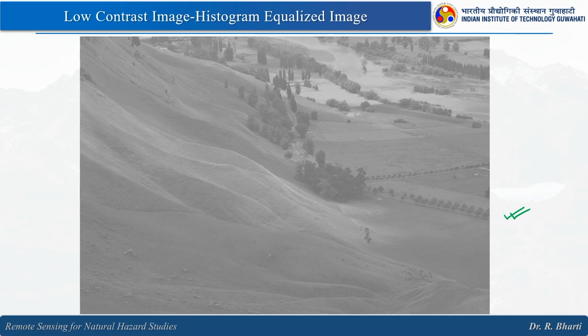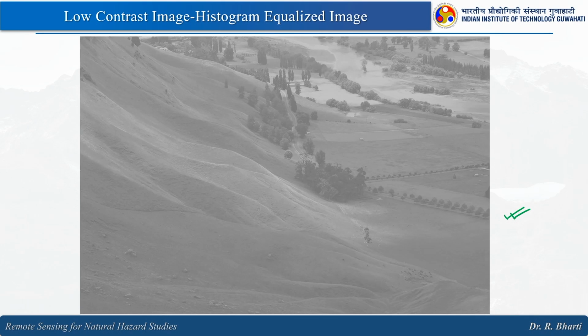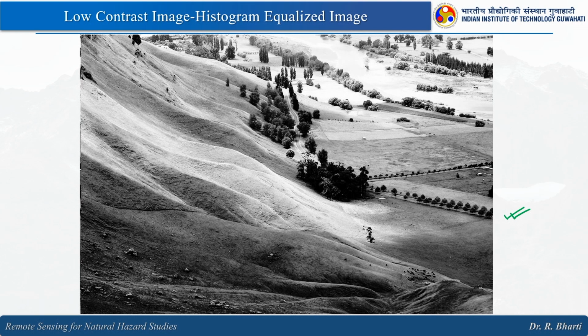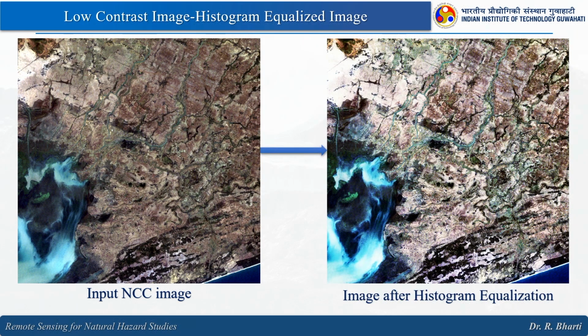Just see this image. This is the raw image which is captured by a particular camera, and this is the histogram equalized image. You can see the difference, how well it is improving the brightness and contrast of the image. In this one, this is a satellite image. Here you can see how it has been enhanced. I hope the application or the effectiveness can be seen here with these examples.